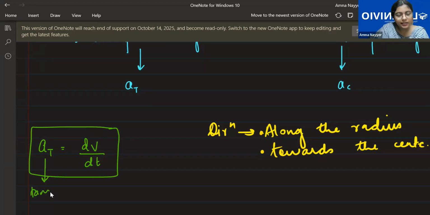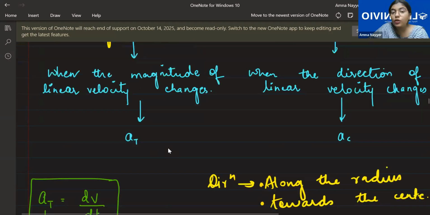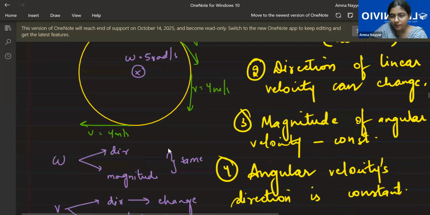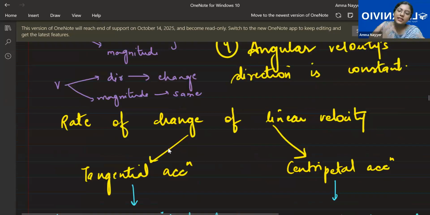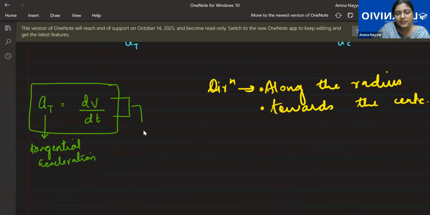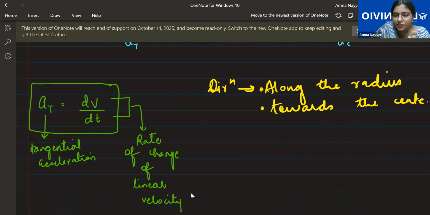Ma'am, but you said the magnitude of linear velocity is constant. No, this is not related to uniform circular motion. This is not uniform. This is the kinds of accelerations that we have in our system. Now what is dv over dt? This is the rate of change of linear velocity. So this is what your tangential acceleration is.